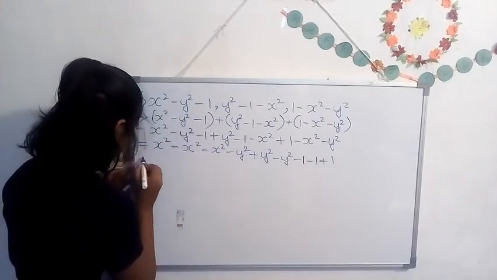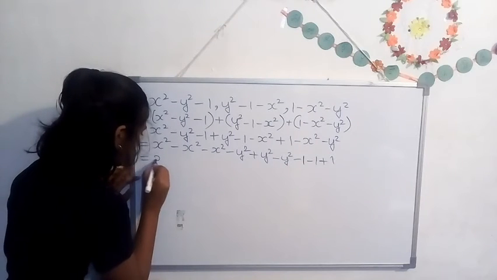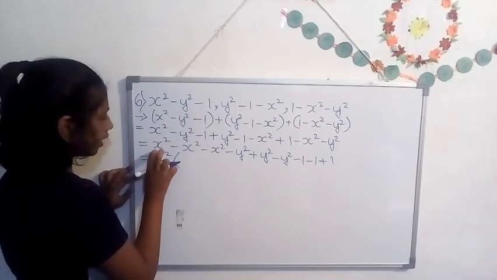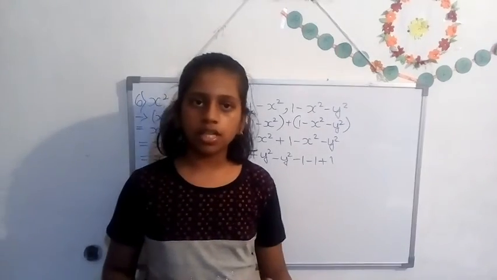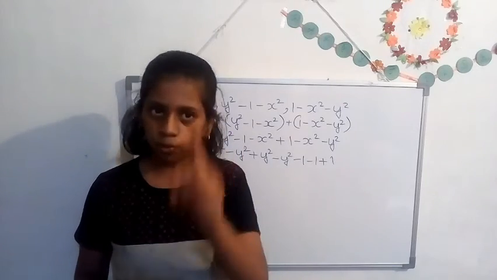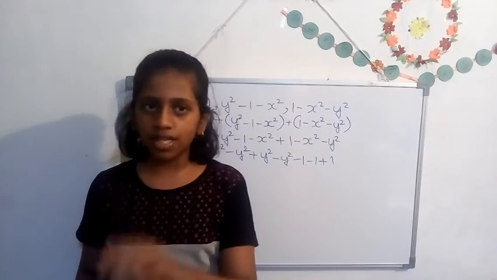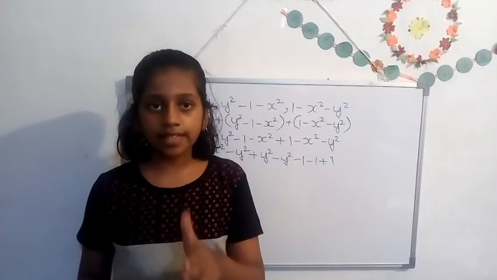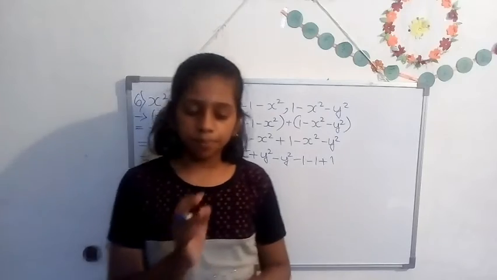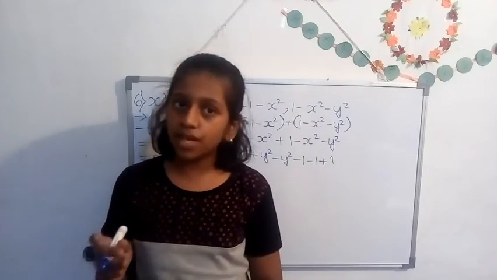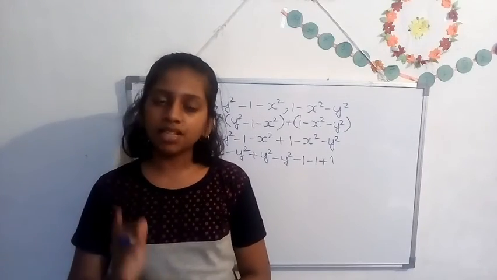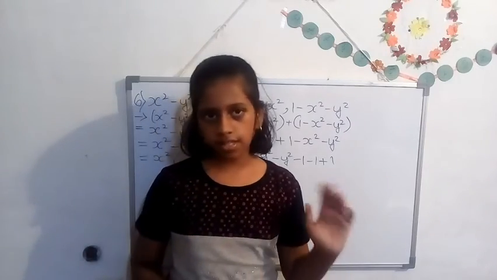So is equal to x square is common now. So bracket, and x square means if the variable or constant is not having any numbers, it is considered as 1. If minus x square is there, it is considered as minus 1 x square. If it is minus y square or plus y square, it is considered as minus 1 y square and plus 1 y square. So this is the way.